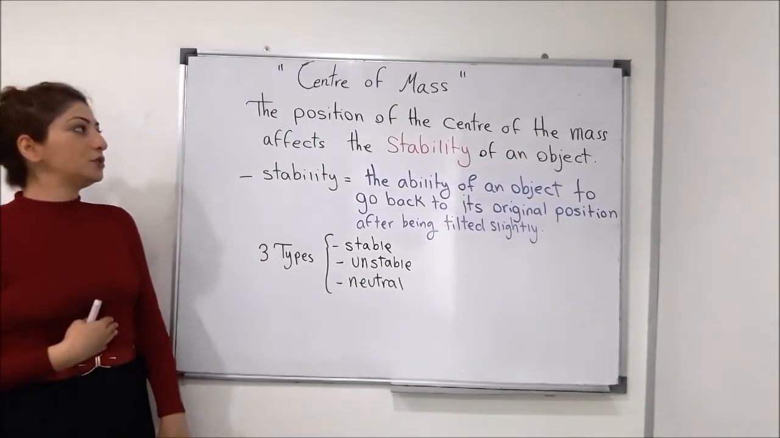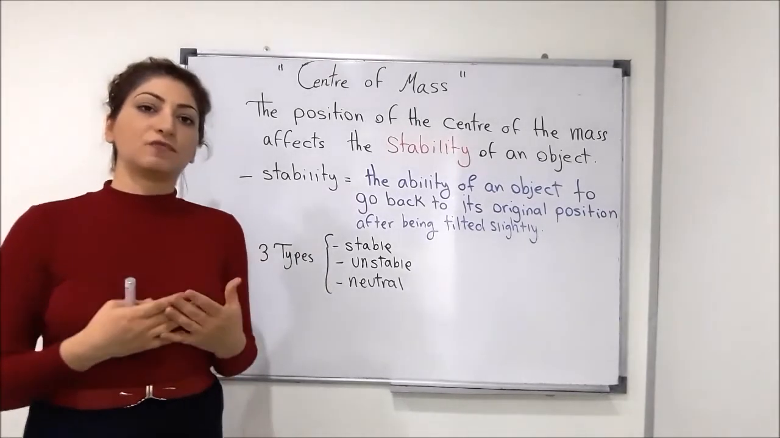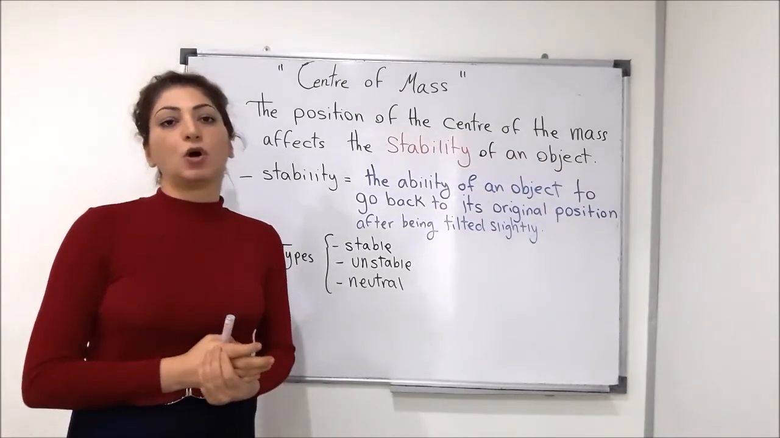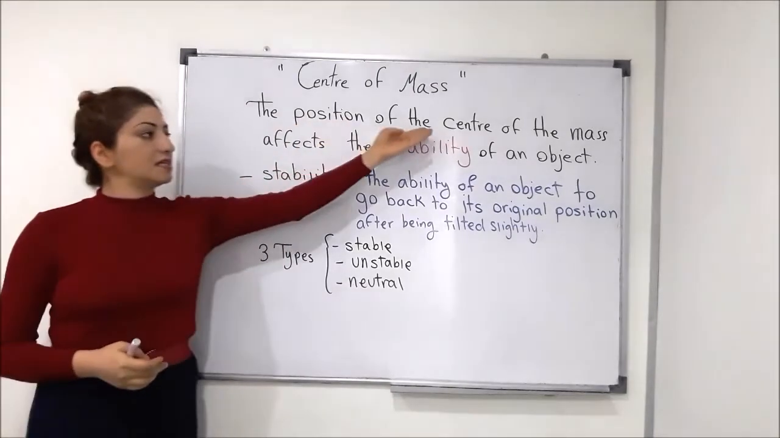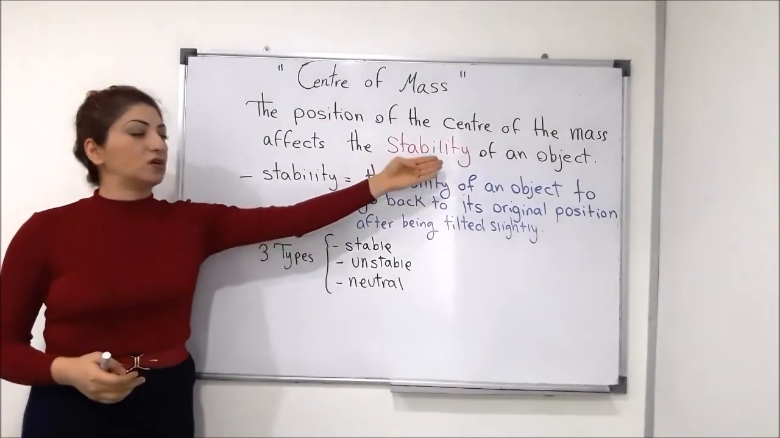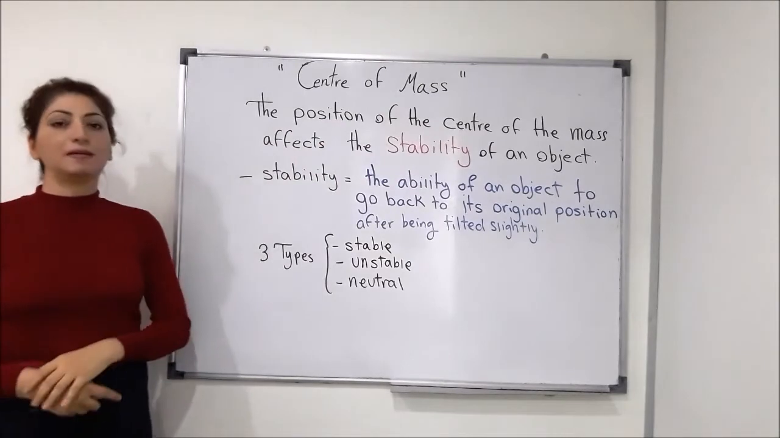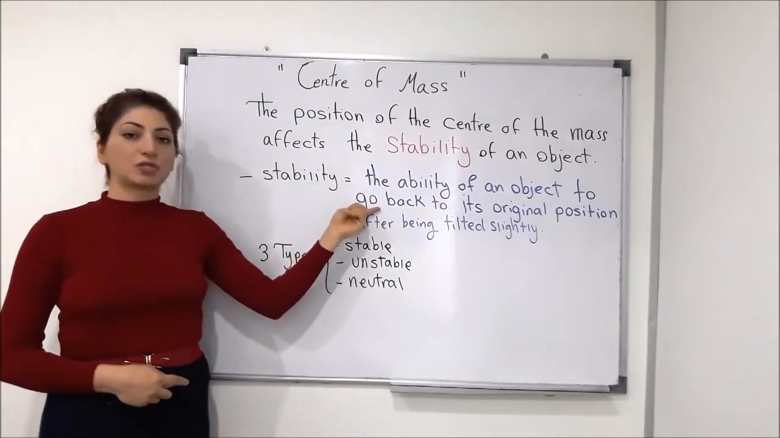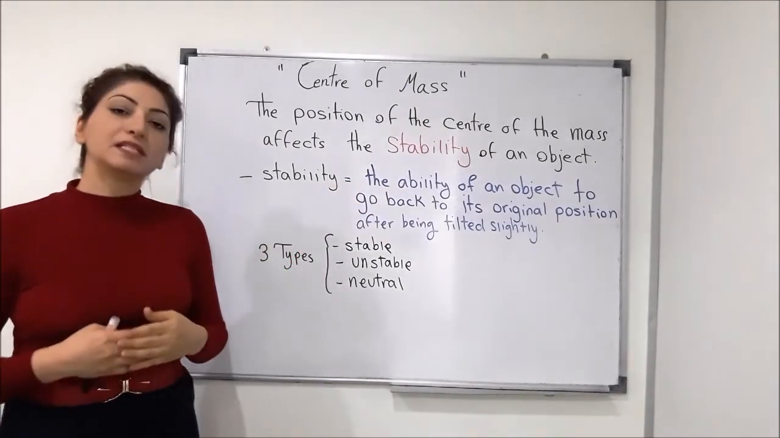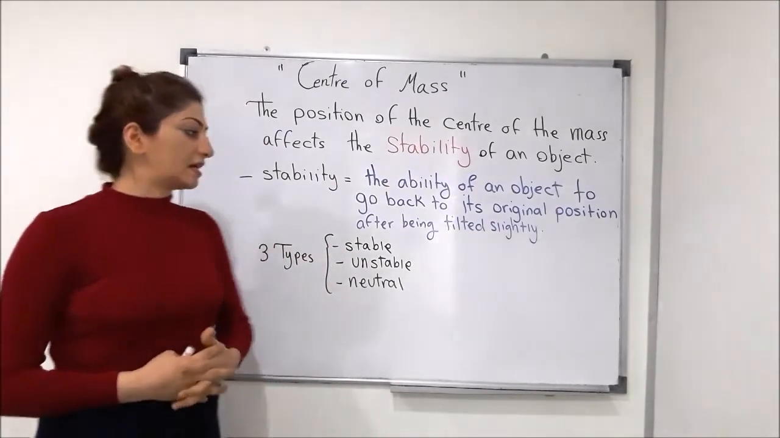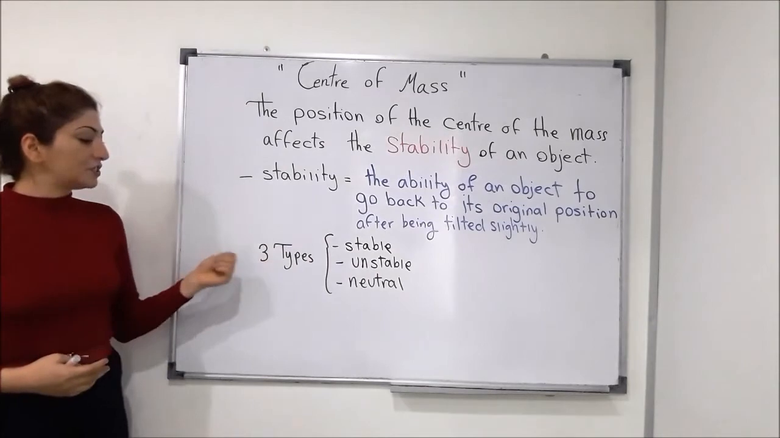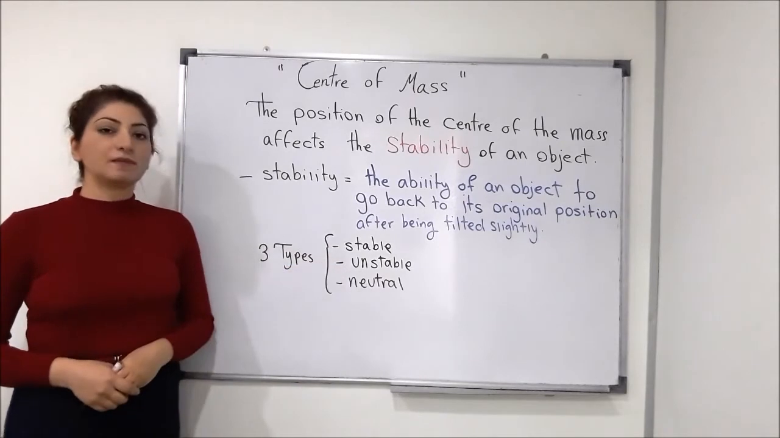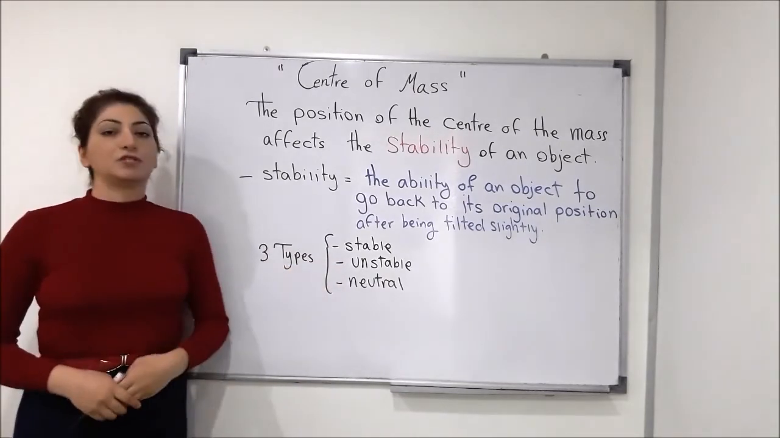If you change the position of the center of mass of an object, it will affect the stability of the object. What is stability? Stability is the ability of an object to go back to its original position after being slightly tilted. We have three types of stability: stable, unstable, and neutral stability.